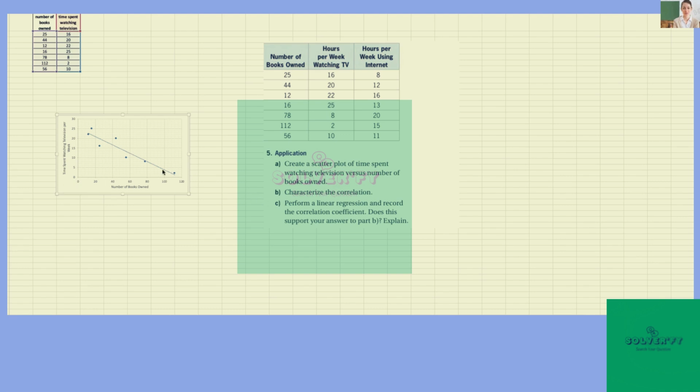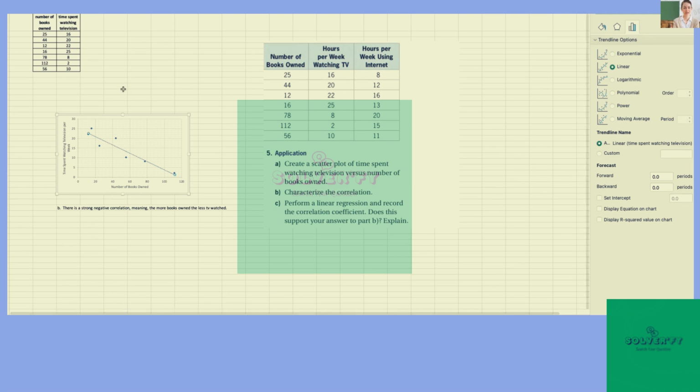Characterize the correlation. So we can say that for B, there is a strong negative correlation, meaning the more books owned, the less TV watched. Perform a linear regression and record the correlation coefficient. Does this support your answer to part B?